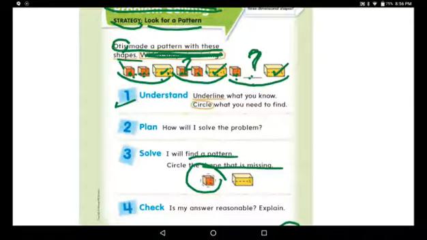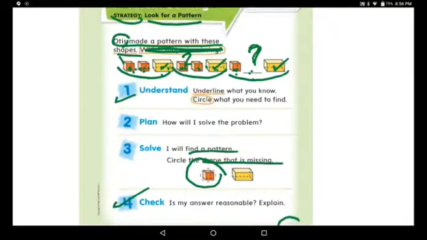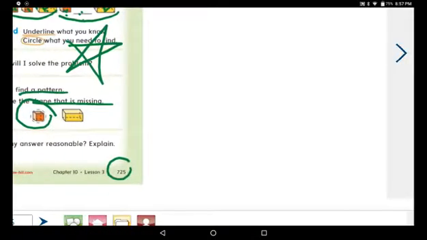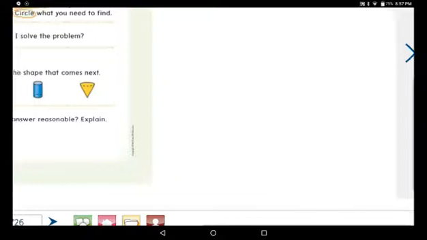Is my answer reasonable? Explain. This is the last step. Clear, ladies and gentlemen? So you can explain why you used a cube: because I'm using the same pattern. I shouldn't change the shapes. Cube, cube, rectangular prism, then cube, cube, again rectangular prism, cube. It should be a cube to be the same. Got it, guys? Put a big star for my super student. Now let's go to the next page and apply the strategy together.